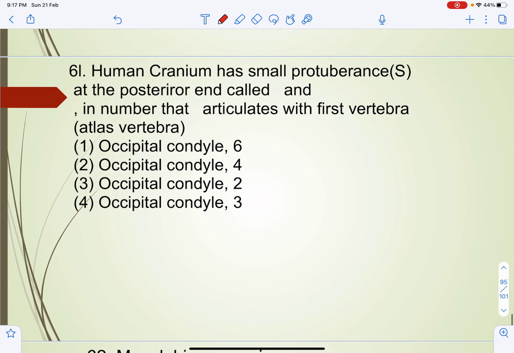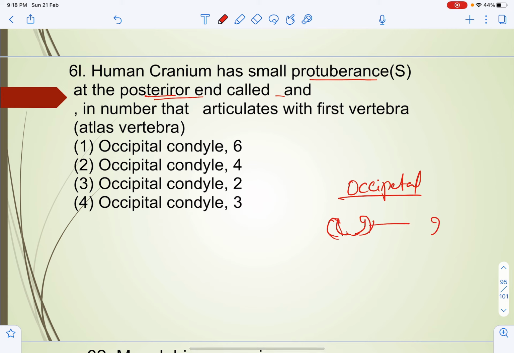The human cranium has small protuberances at the posterior end. They can say the posterior bone means the occipital bone. It has protuberances, meaning condyles. So two condyles will be there at the posterior end of the skull. They are called condyles, as I already mentioned. There will be two condyles.